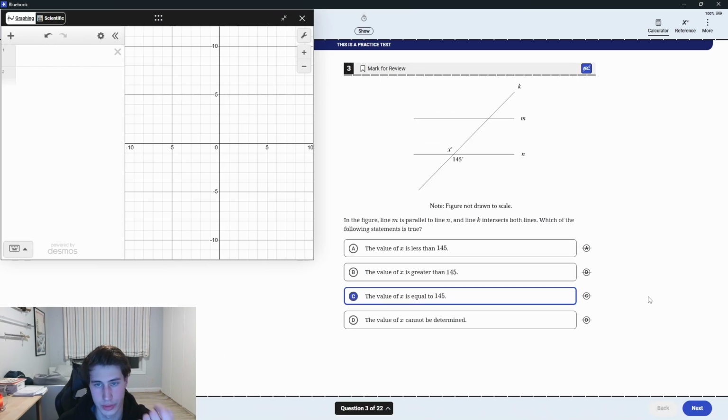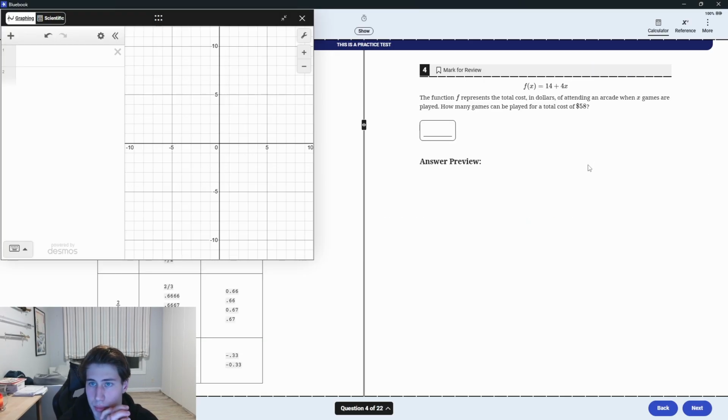This is just a simple geometry question. Make sure you touch up on your rules and which angles are congruent, which angles are the same, like alternate interior. You don't have to know the proofs, just know in general which ones are equal to each other in lines like this.